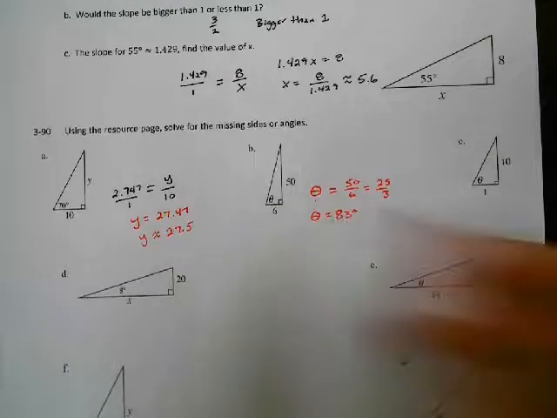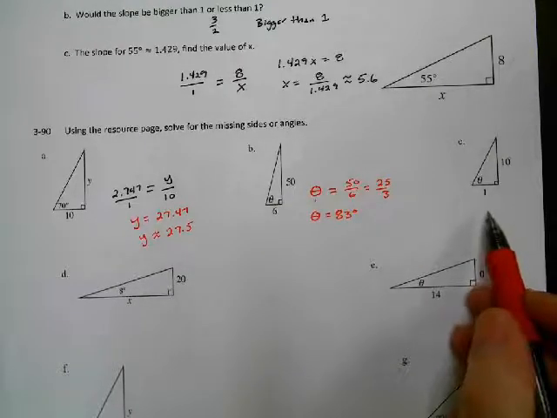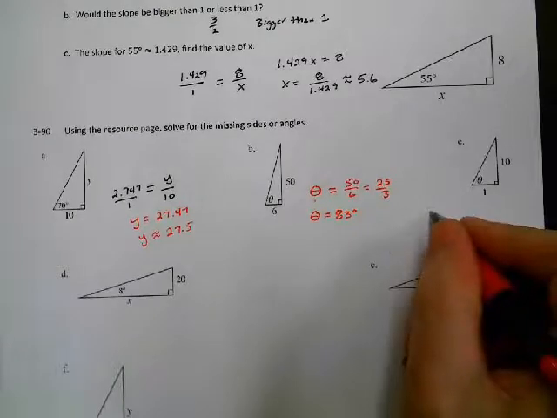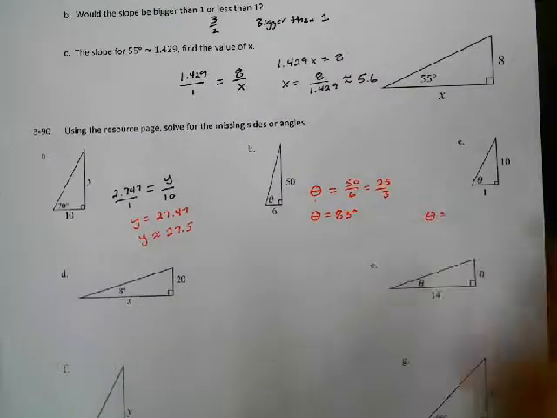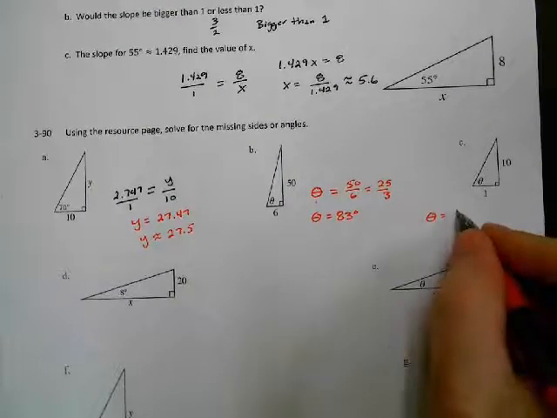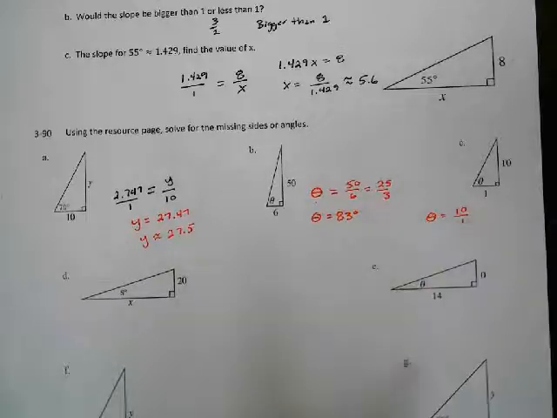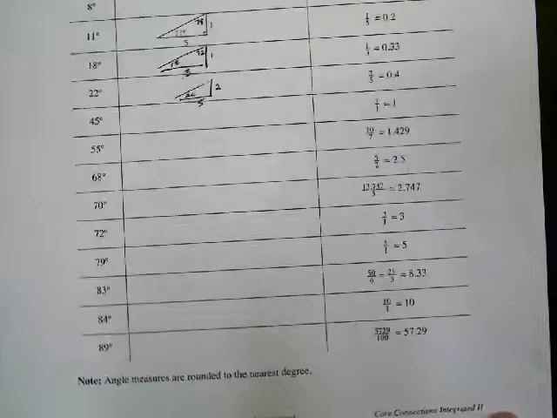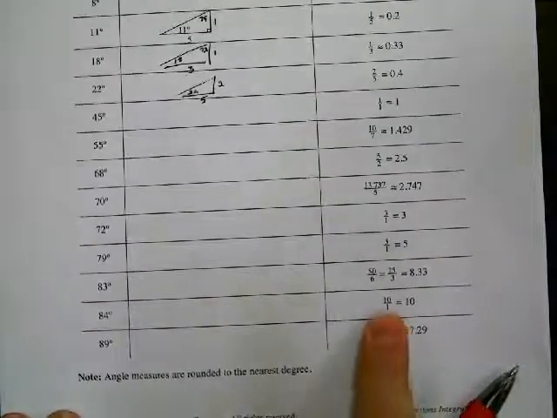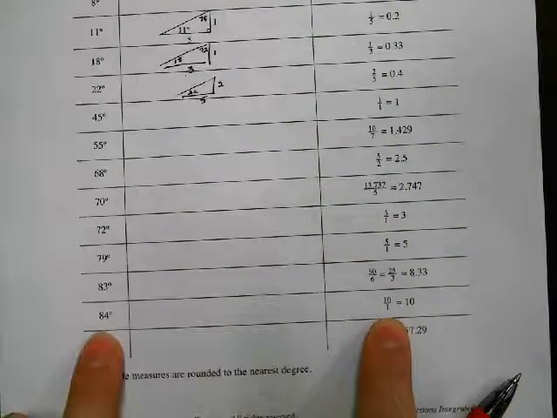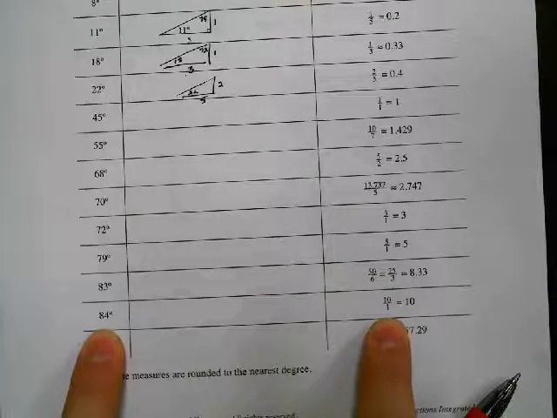Next one, we've got theta again, and we know its slope ratio is 10/1. Okay, go back to the chart. Let's look for something that has 10/1. Here it is right here, 10/1. The only angle that has a slope ratio of 10/1 is 84 degrees. So now I know that theta must be 84 degrees.